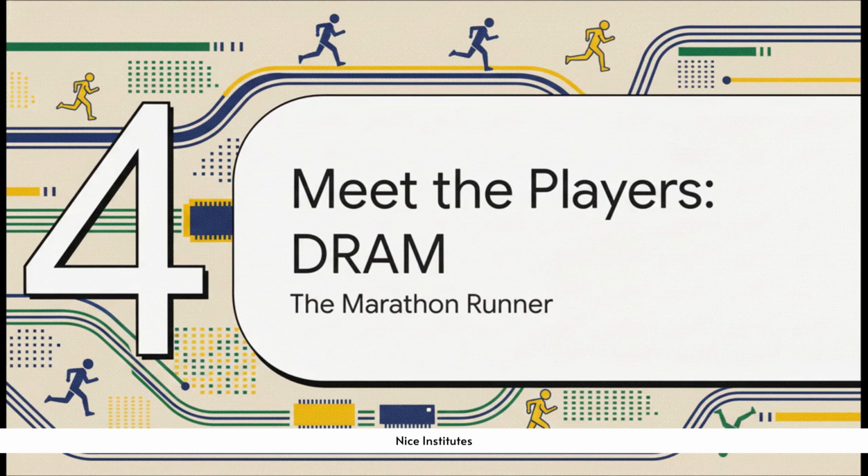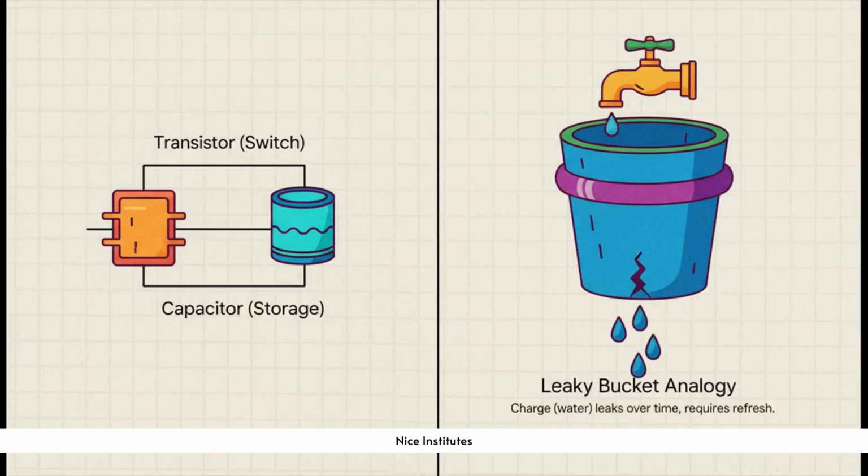Okay, so if SRAM is our sprinter, then every good team needs an endurance athlete, right? So let's meet our second player, DRAM, or dynamic RAM. This is our marathon runner. Now, the design here is totally different.